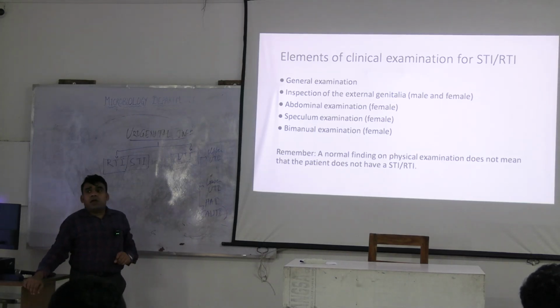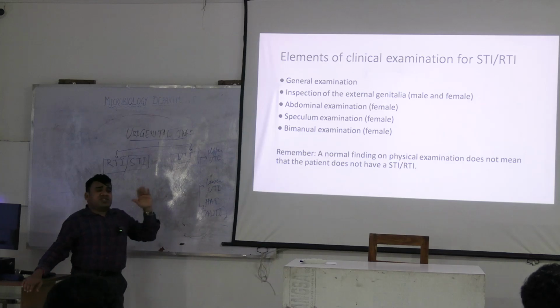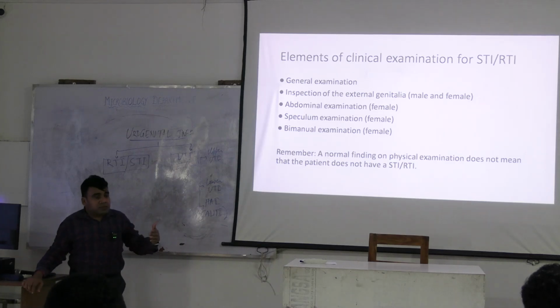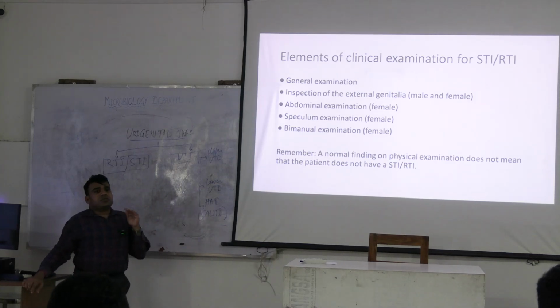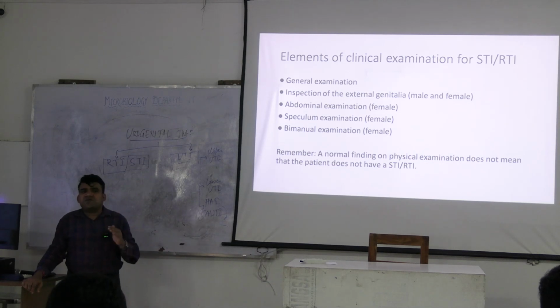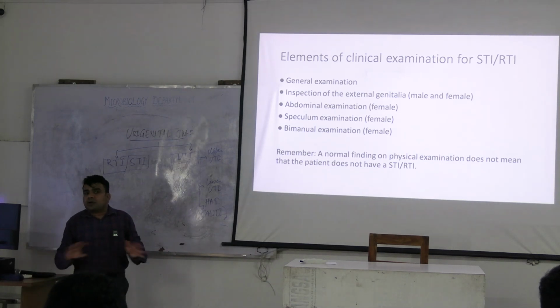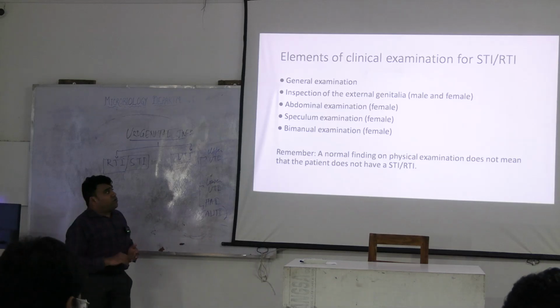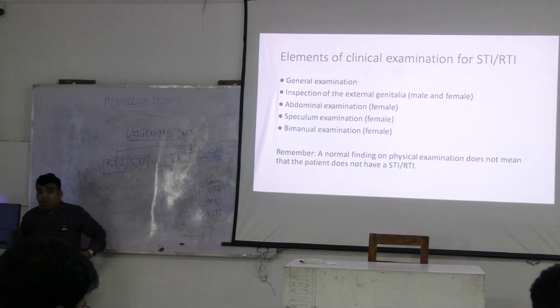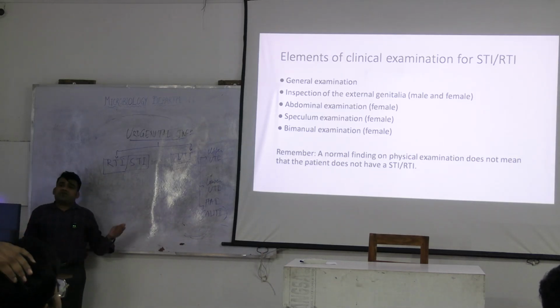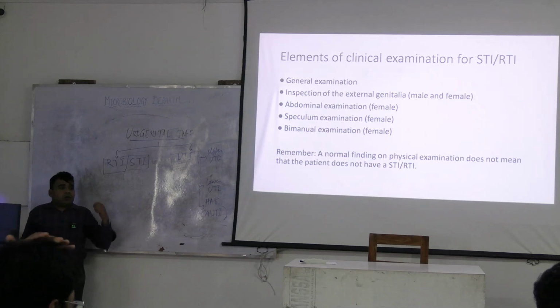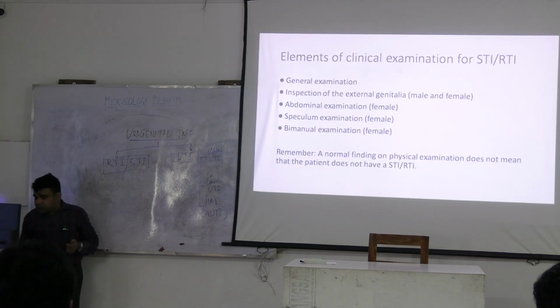Then you have to perform examination, both genital examination and abdominal examination. Abdominal examination should always be done in female patients. Patient may not complain of lower abdominal pain or dyspareunia, but you have to perform abdominal examination. And furthermore, in case of females, you have to do an inspection of the female genital tract with a speculum and bimanual examination.